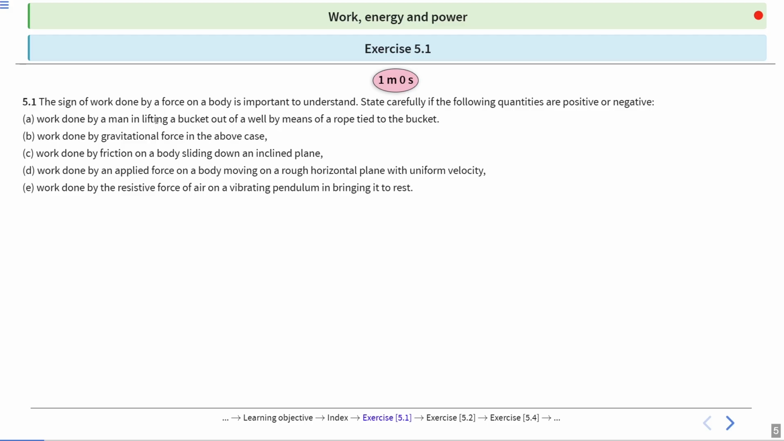So A is: work done by a man in lifting a bucket out of a well by means of a rope tied to a bucket. B is the work done by the gravitational force in the above case. C, work done by friction on a body sliding down an inclined plane. And D is work done by an applied force on the body moving on a rough horizontal plane with uniform velocity. And E is work done by the resistive force of air on a vibrating pendulum in bringing it to rest. So you have to find out which one is positive and which one is negative. Think about it.